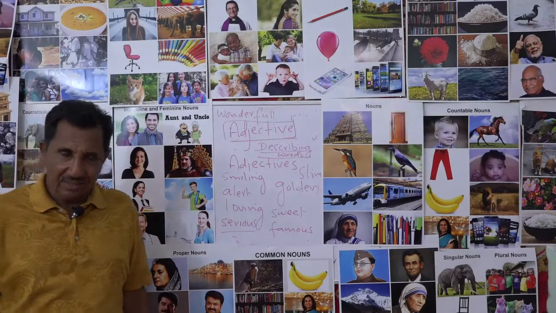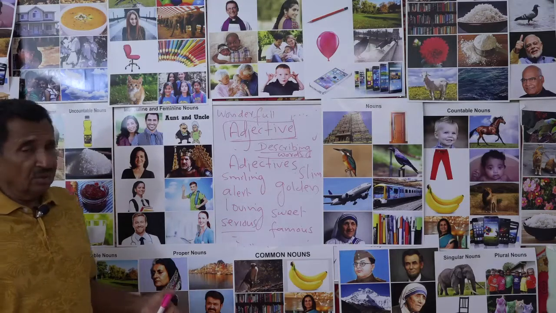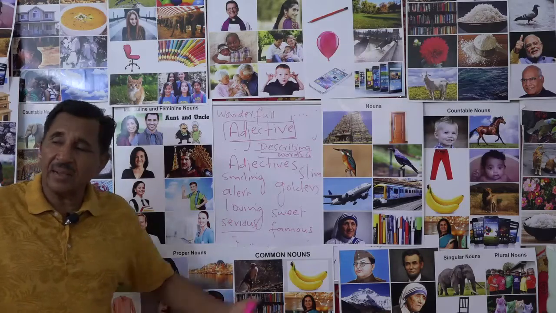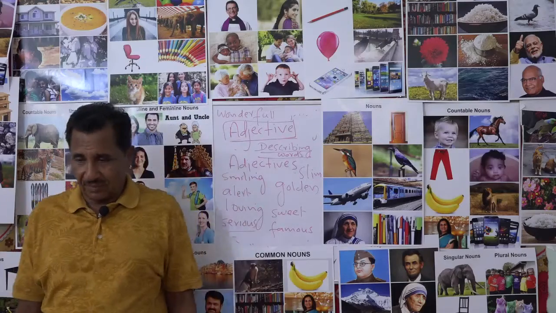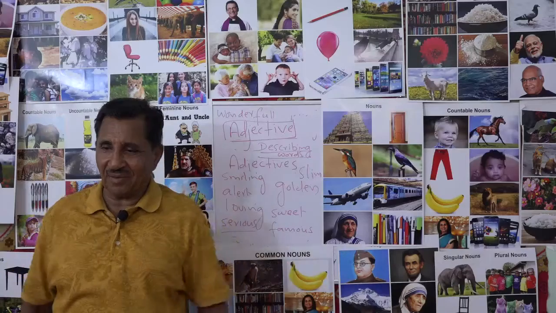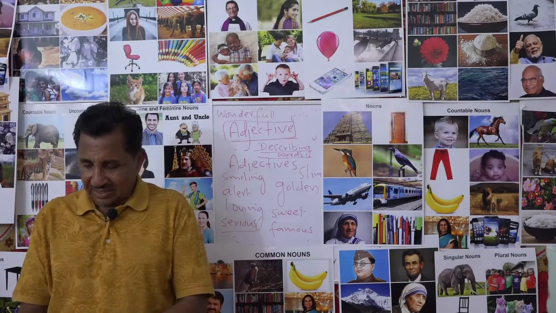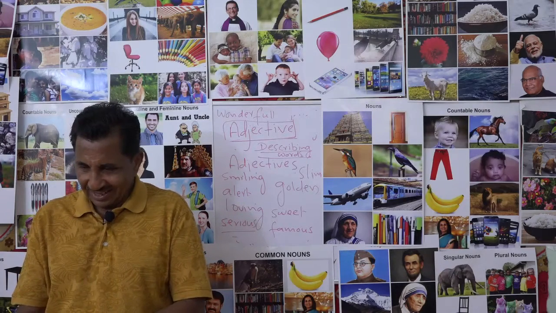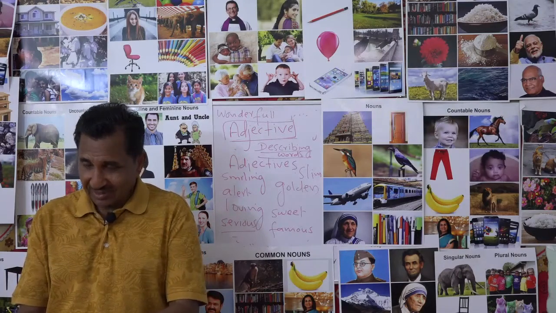You understand? Now you can use 1, 2, 3, 4, 5, 6, 7, 8, 9, any number of adjectives before a noun. For example, suppose I am going to describe all of you. I will say smart, beautiful, handsome, jolly, happy, then not sad, studious. How many now?